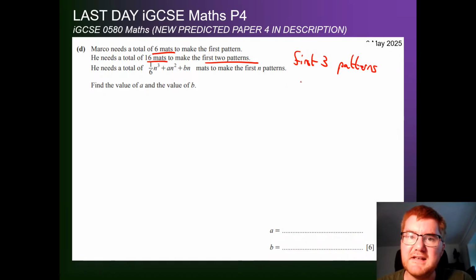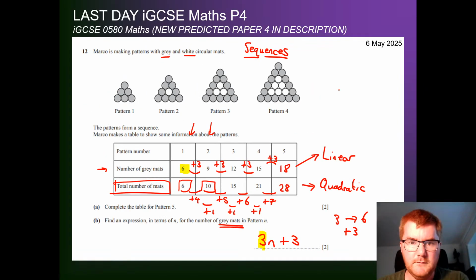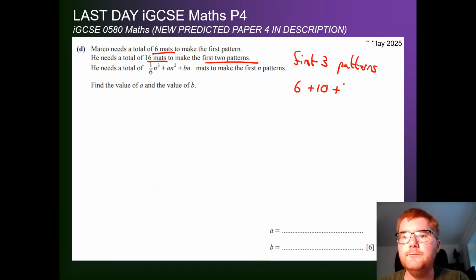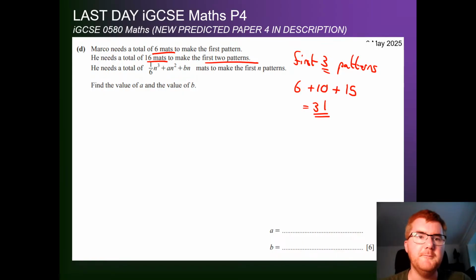he would then add together 6 and 10, and then the next one, which is 15. Yeah, double check. And that gives us 31. So for the first 3 patterns, he would need 31 mats in total. And you're told it's actually a cubic sequence here. So you're told he needs a total of 1/6 n cubed plus an squared plus bn to make the first n patterns. Find the value of a and find the value of b.